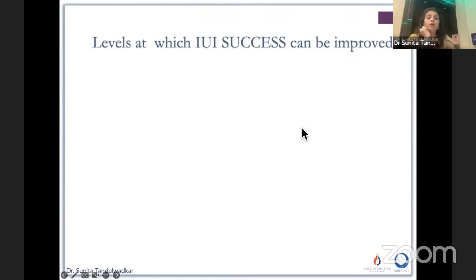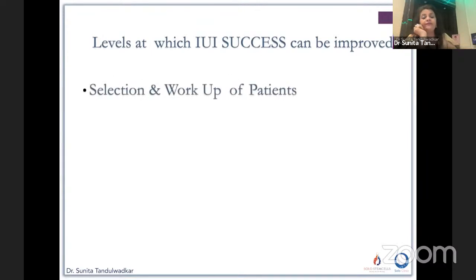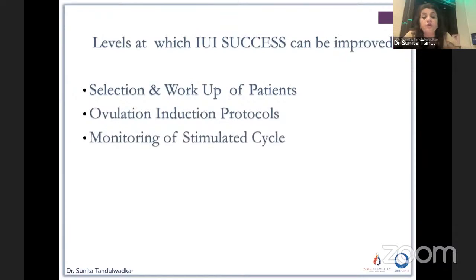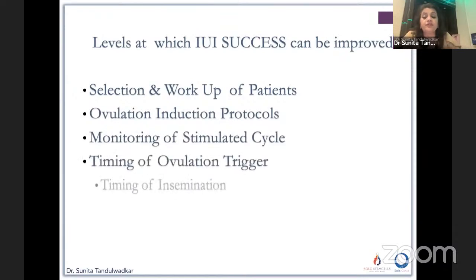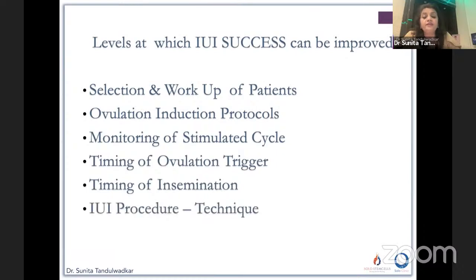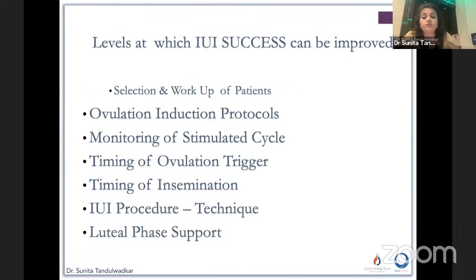Okay. So, the levels at which IUI success can be improved. First, the most important thing is selection and workup of your patient. Then the way you do the induction protocol, how you monitor, when you give a trigger, what is the time of IUI, the technique itself, and the luteal phase support. I'm going to discuss all these points one by one.